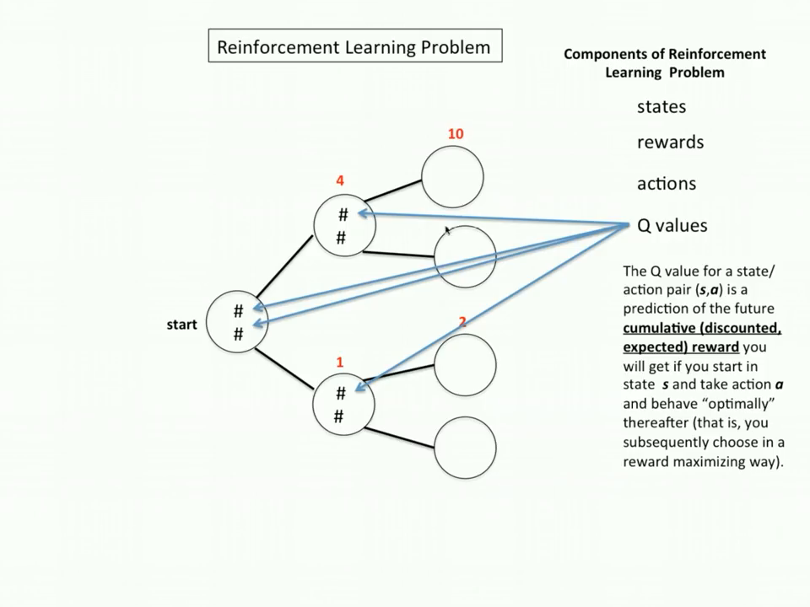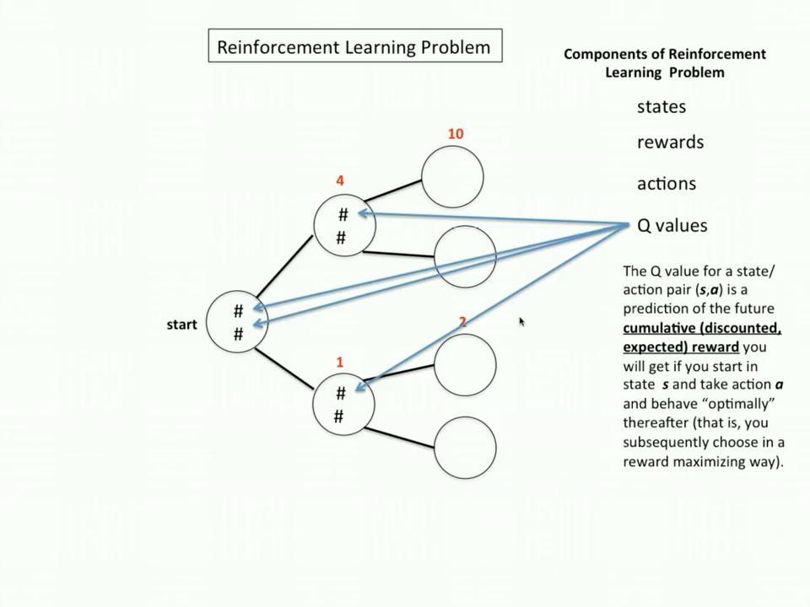Okay, now we turn to Q values. This is another difference between the reinforcement learning problem, or this version of it, and our calendar problem we saw earlier. Q values are like state values. Remember, state values represented with the letter V were predictions. They were predictions of cumulative reward that you would get in subsequent states.